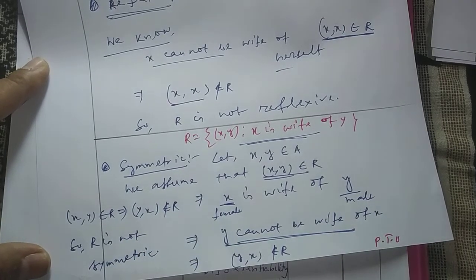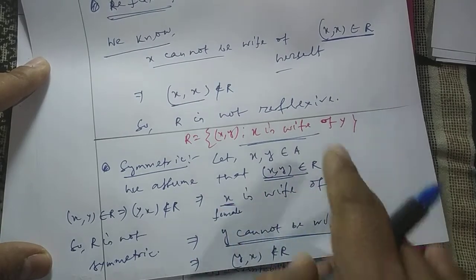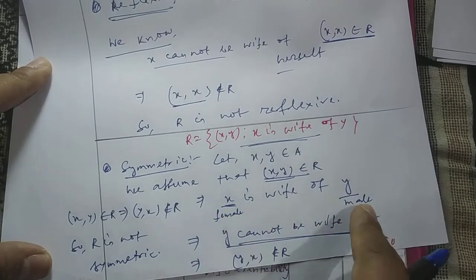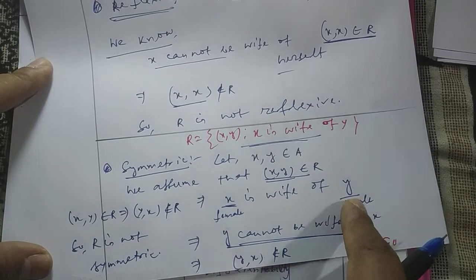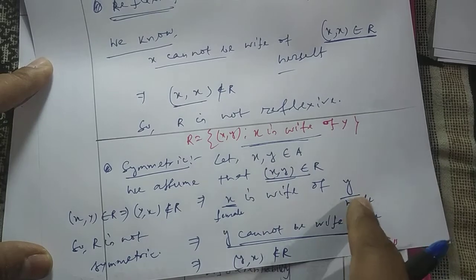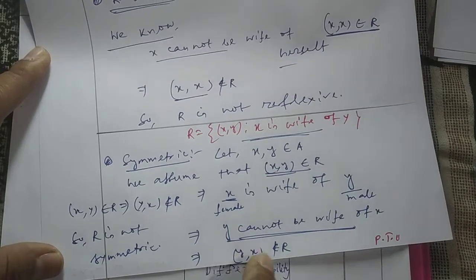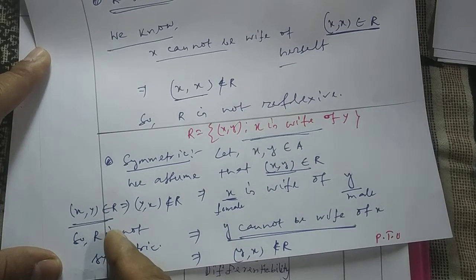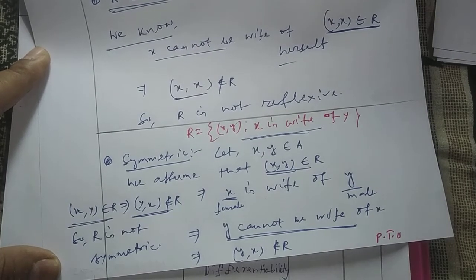Understood or not? Firstly we have taken (X, Y) belongs to R, then we claimed X is wife of Y from the given definition. X is wife of Y means obviously X will be female, Y will be husband, male. So reversely you can say Y cannot be wife of X, because Y is the male. How will he be wife of X? So we can say from here (Y, X) does not belong to R. That means firstly we have chosen (X, Y) belongs to R, and finally we have shown that (Y, X) does not belong to R. That means here R will not be symmetric. Understood or not?